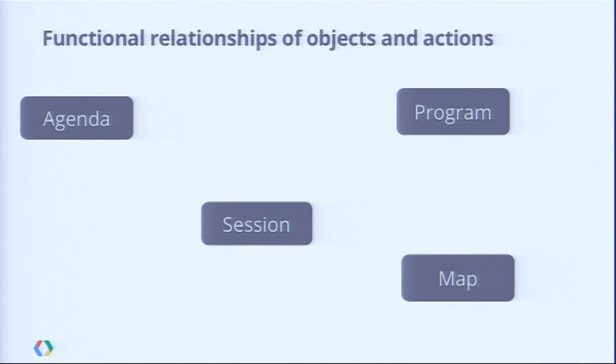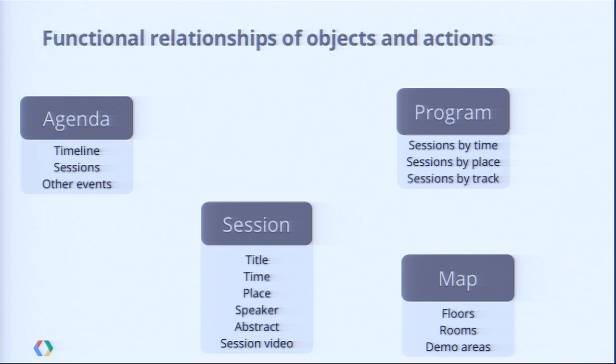So now that we have all those objects defined and we know that they're going to be useful in some shape or form, it makes sense to get an overview of the functional relationships between them. What you can do is write down the objects that you collected, that you transferred into the virtual world, and add what the content of those objects will be. For example, agenda here consists of a timeline, sessions, and other events. That already gives you an approximation of what the content of that screen will be.